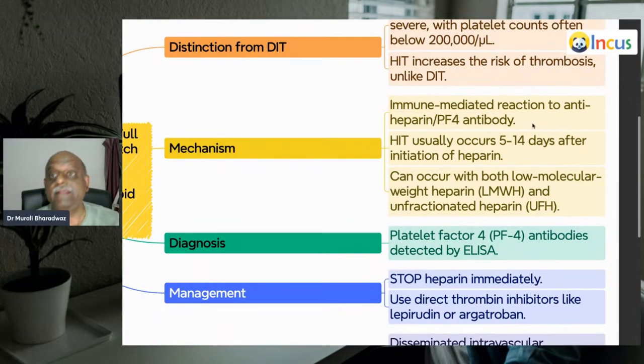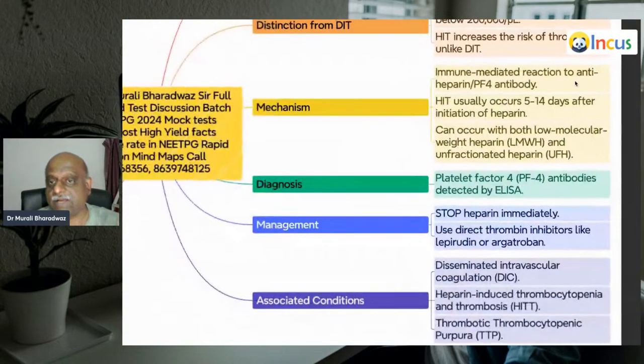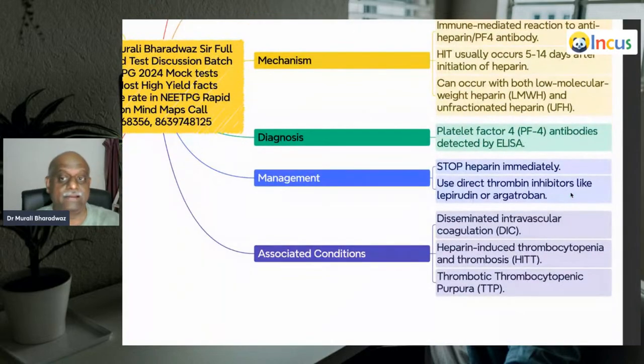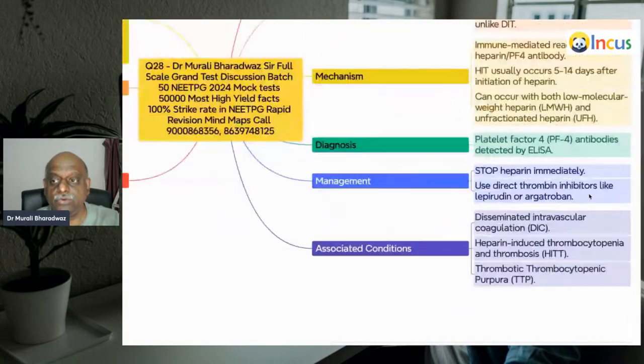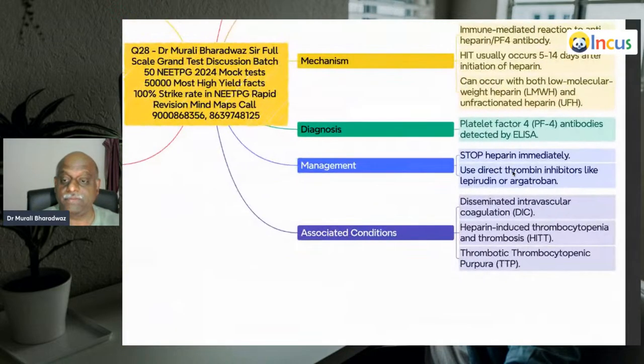Then it is the immune-mediated reaction with the anti-heparin antibody. PF4 antibody is the main culprit. It can occur with both low molecular weight and also unfractionated heparin. It usually occurs 5 to 14 days after the initiation of the heparin. Stop the heparin, use a direct thrombin inhibitor like lepirudin or argatroban, which is considered to be the treatment of choice to treat HIT, is what you need to remember.